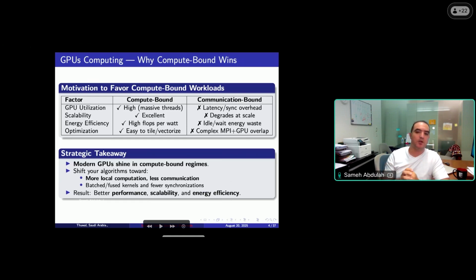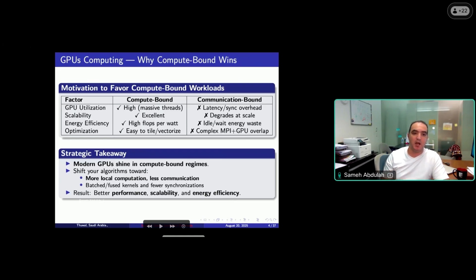However, we need the application to maximize this arithmetic intensity. So we need more focus on doing computation more than communication, or even more than sending and receiving things between the processor and the memory.